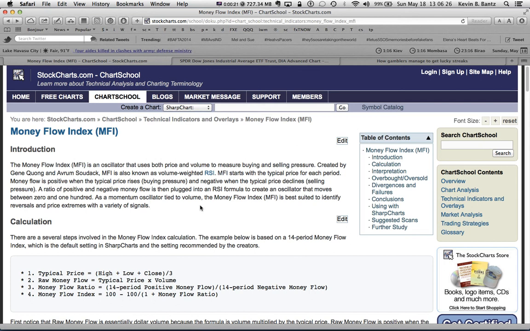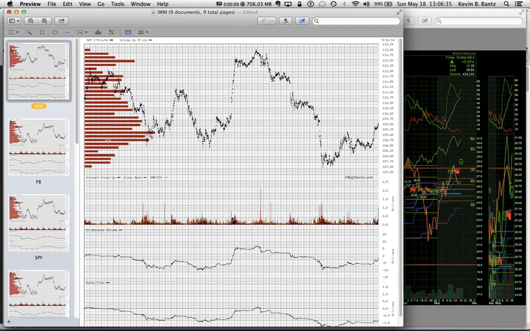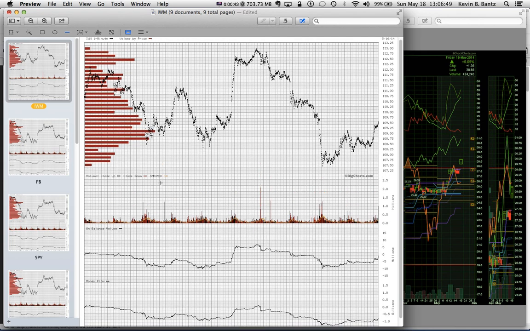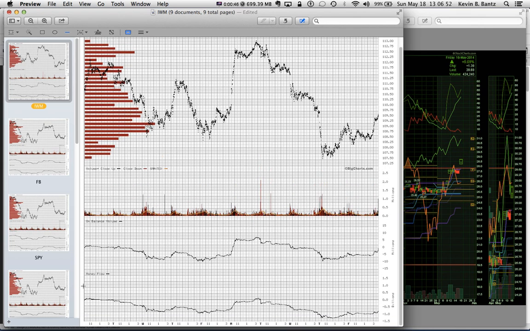So I'll go over some examples real quick on here to show you what money flow looks like and how I look at it. Here's some charts from Friday's close, the 16th of May 2014. This is IWM, the Russell 2000 ETF. Money flow is down here. As money flows into the underlying and with the price, you see it oscillate here. Here's the zero line, to see if there's money flowing in or flowing out.